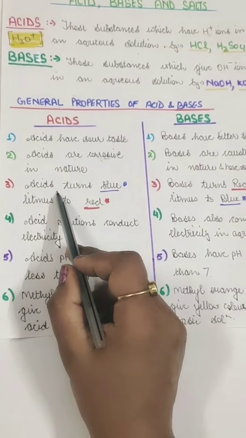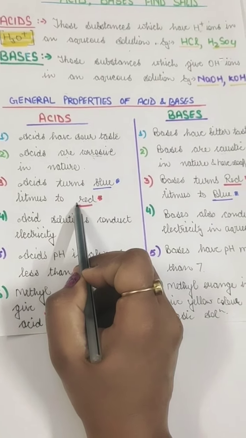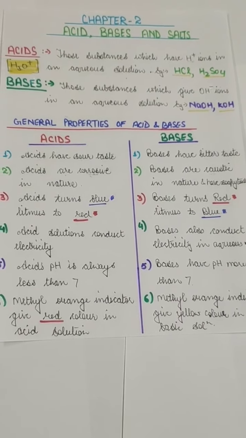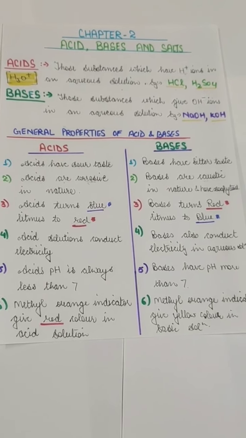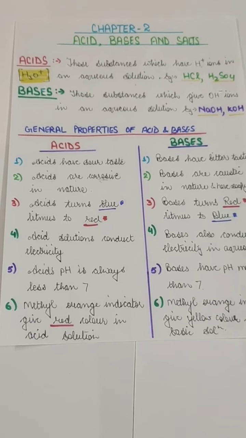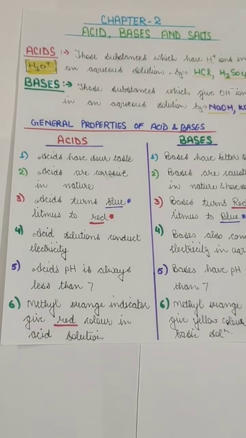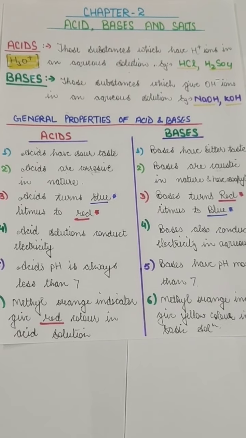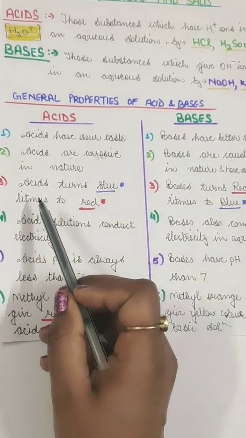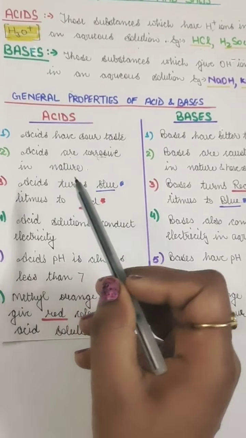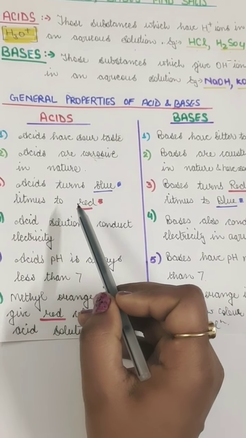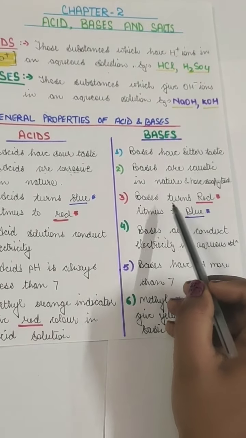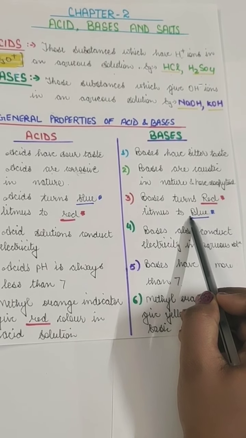So next, acid turns blue litmus red. This you have read in previous classes. This litmus is an indicator. It is made with the help of a combination of algae and fungi. It's called lichen, that is a family of Thallophyta. It is purple in color, but when mixed with acid, it turns red. But bases turn red litmus to blue color. This is a point to remember.